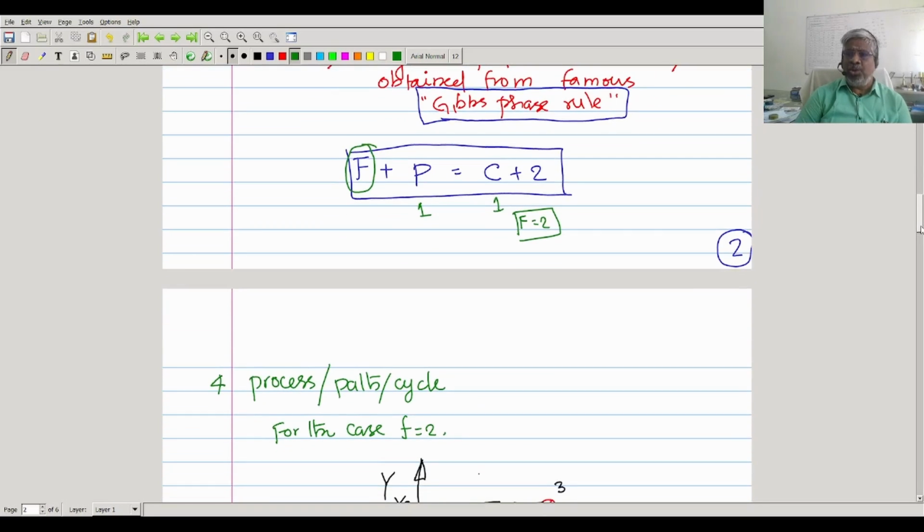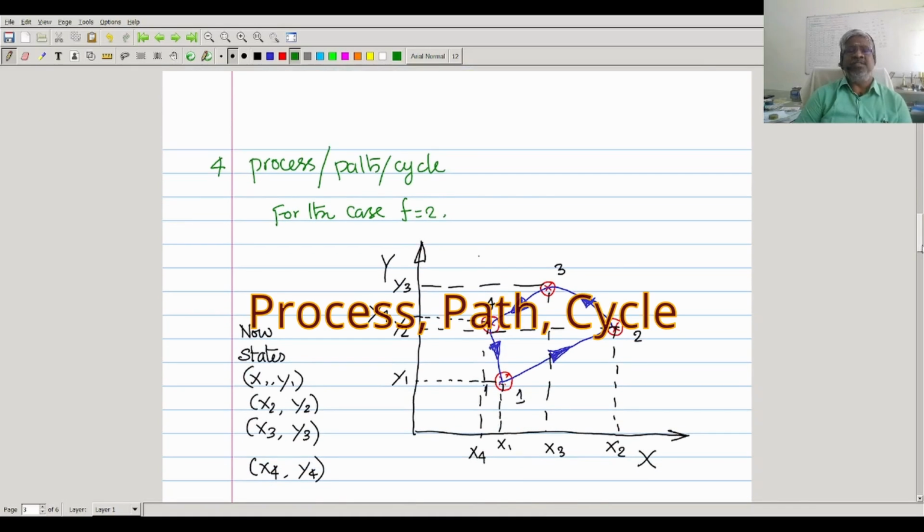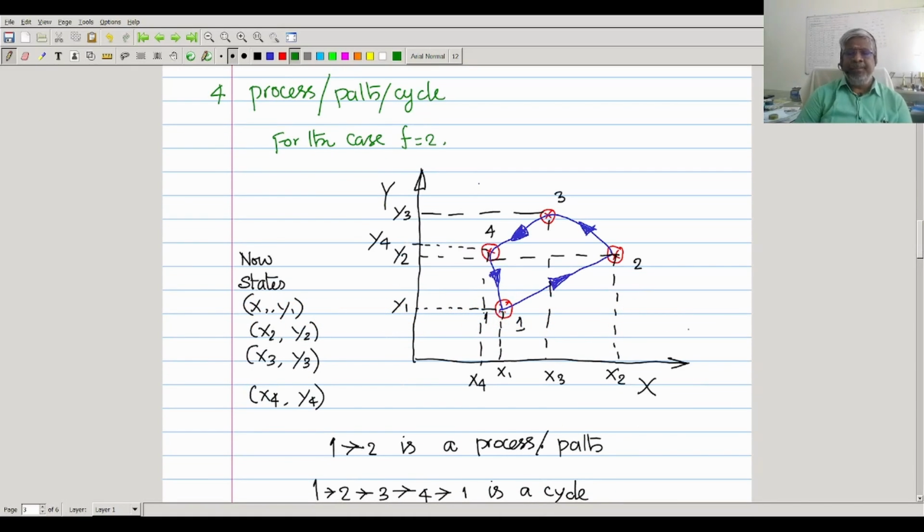Once you know how to define the state of the system, next we have to understand what is the process, what is path, what is cycle. See, now we take that simple example of the previous definition, oxygen of certain quantity in a closed vessel. That is what I have taken. Say this is my oxygen. So, in the previous example, I told you that we require two properties to define uniquely the state of this particular system.